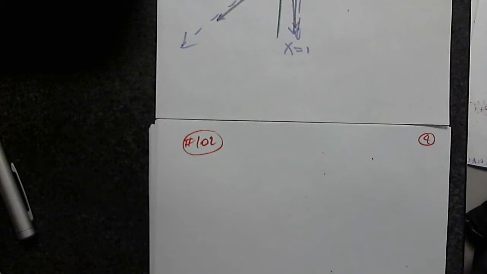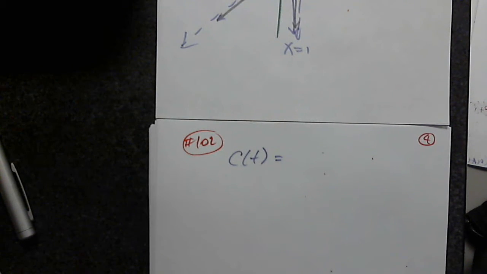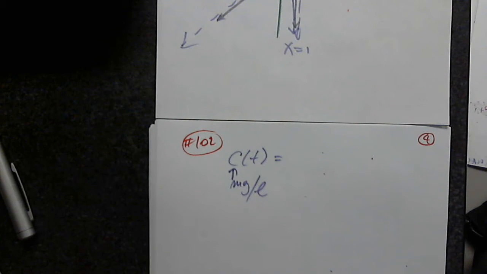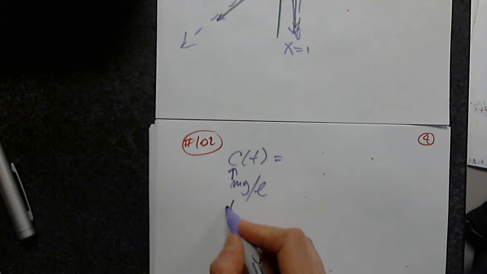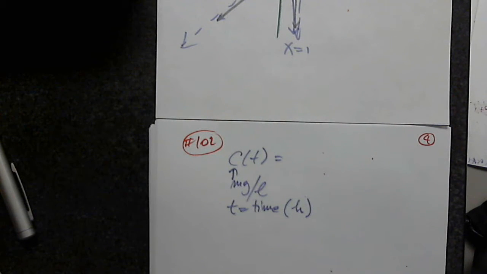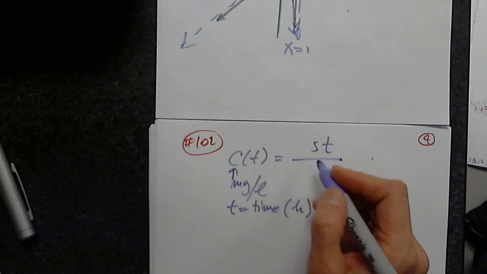So a drug is injected into a patient, and the concentration of the drug in the bloodstream is monitored. The drug's concentration C of t, C concentration, t time, so it's in milligrams per liter, after t hours, t time in hours, is modeled by the following function: 5t divided by t squared plus 1.